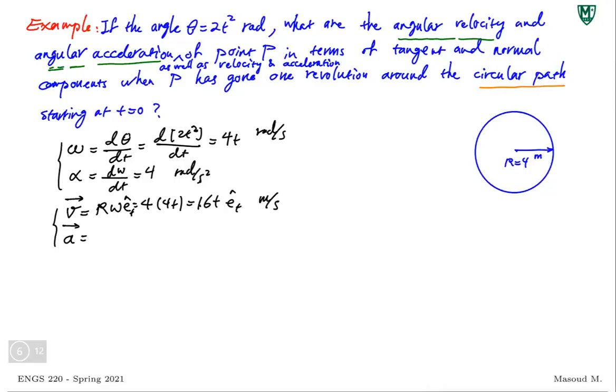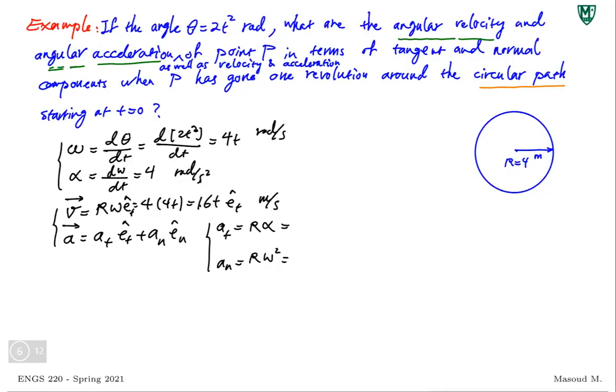So acceleration has two components, AT ET plus AN EN. A component in the tangential direction and a component in the normal direction. Now, I usually write it this way. AT is R alpha, and AN is R omega squared. Let's go with omega squared instead of V squared over R, because that's probably a little more convenient.